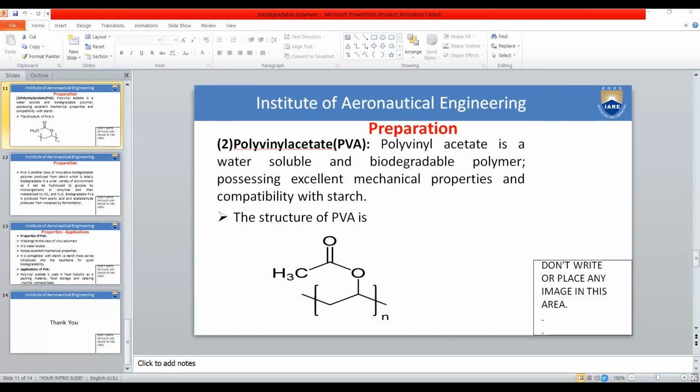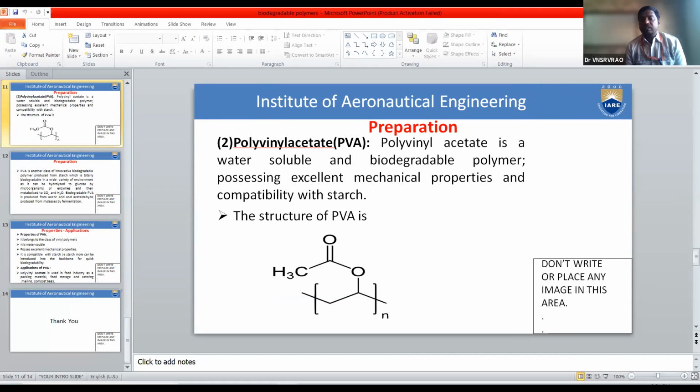Okay. First of all, this polyvinyl acetate is a water soluble and biodegradable polymer possessing excellent mechanical properties and compatibility with starch. From the structure, we know the basic functional groups present: methyl groups at one side, a ketone group at the top of the ring, and at the right side there are alkanoate groups. Because of these groups, we know how this compound degrades.